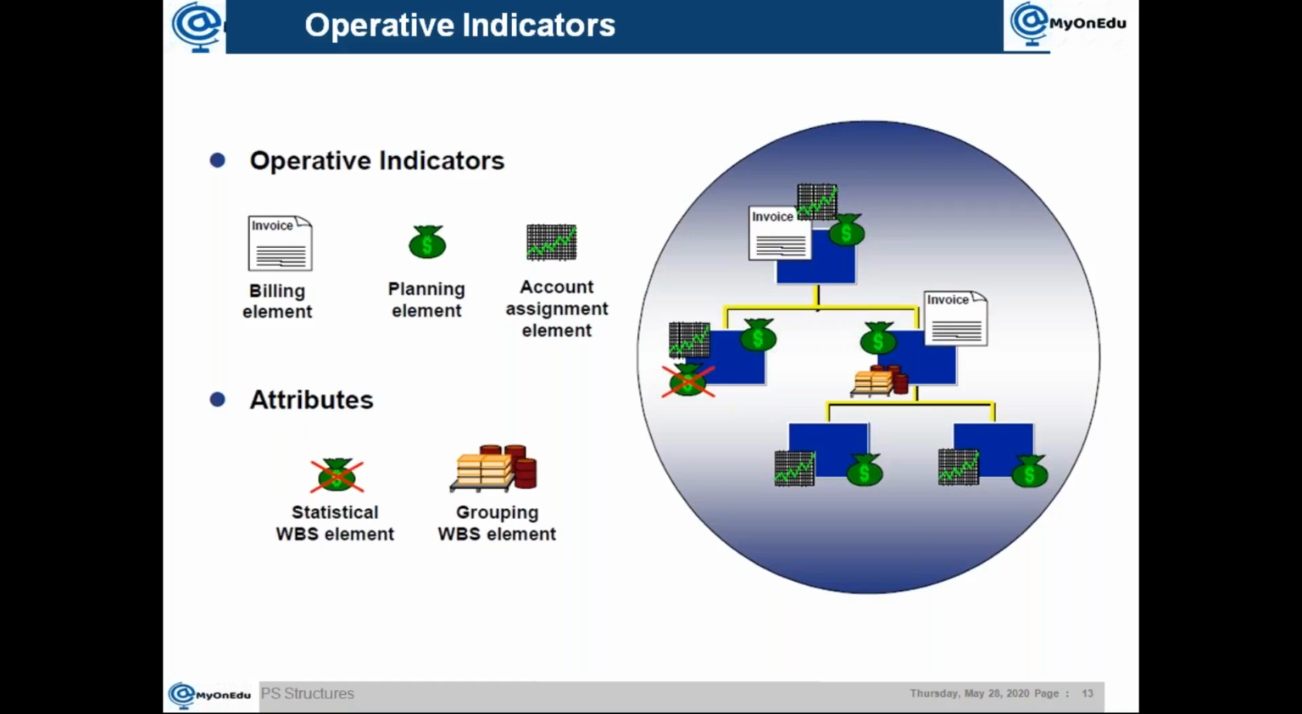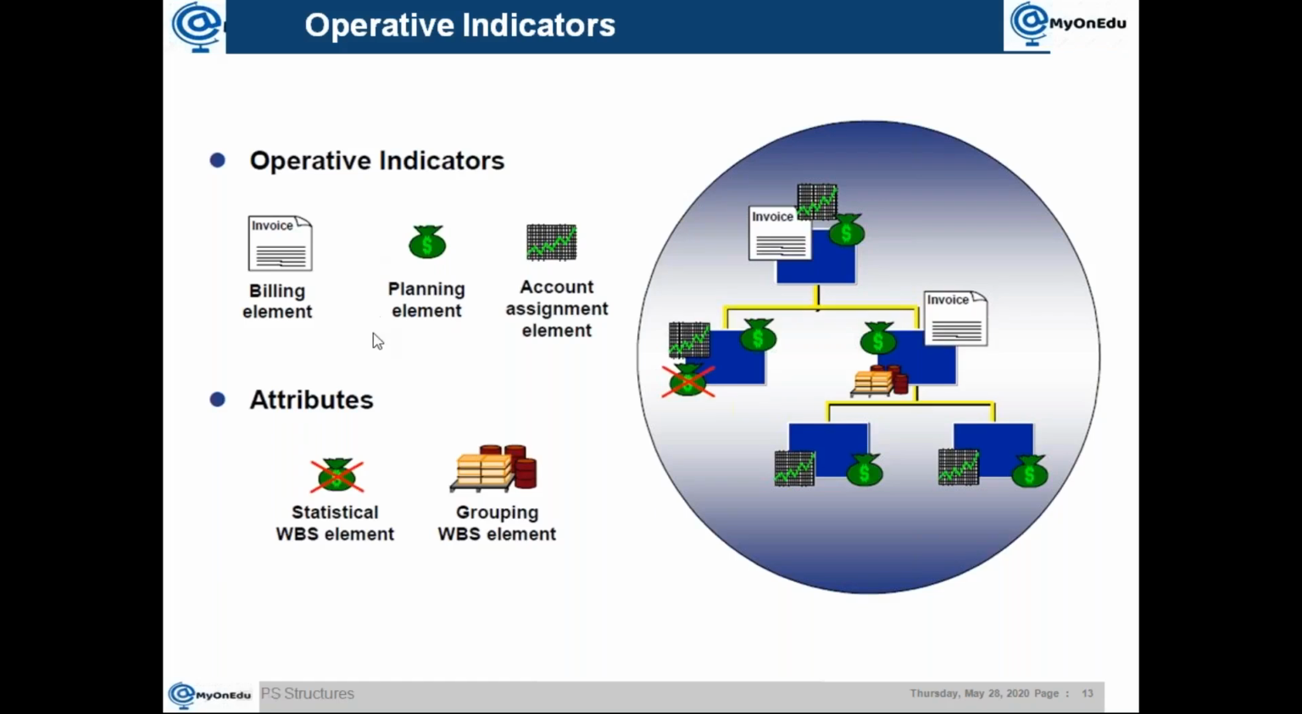So what does it do? It gives different behavior based on each one. For example, if I want to post revenue, or link a WBS element account assigned to a sales order, anything related to the revenue part, then that WBS element should be marked as a billing element. It means that checkbox, that operative indicator, should be active for the WBS element. Then a planning element.